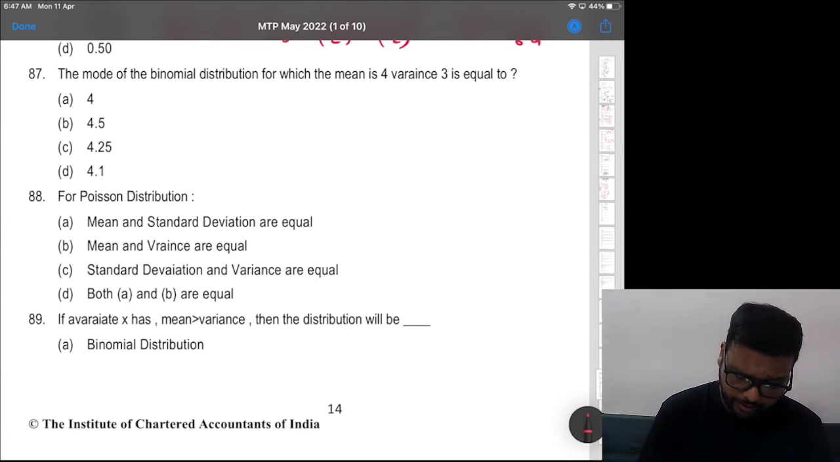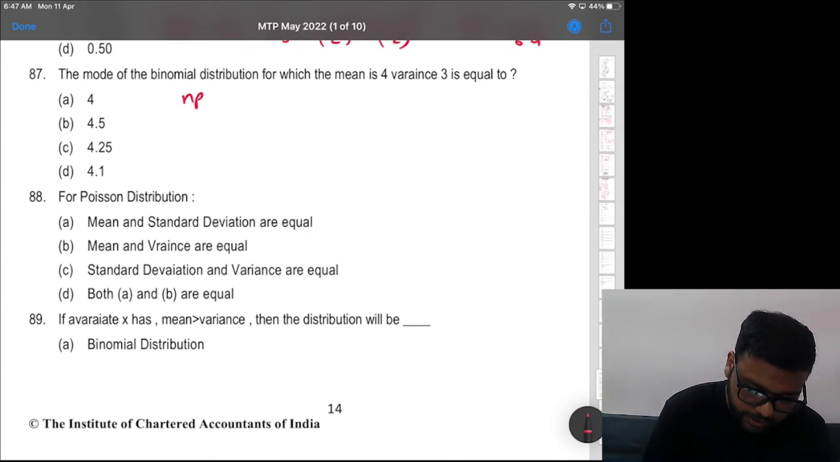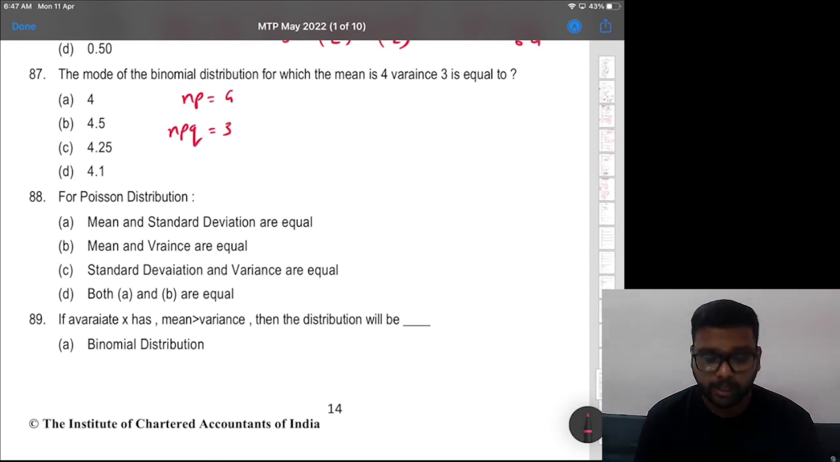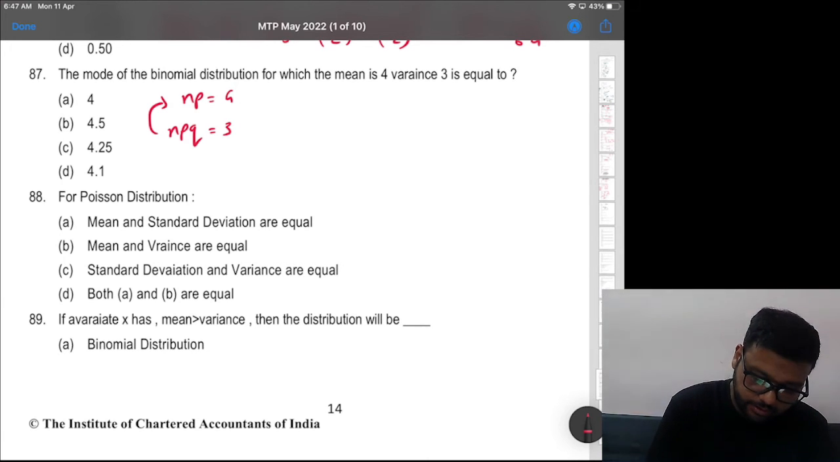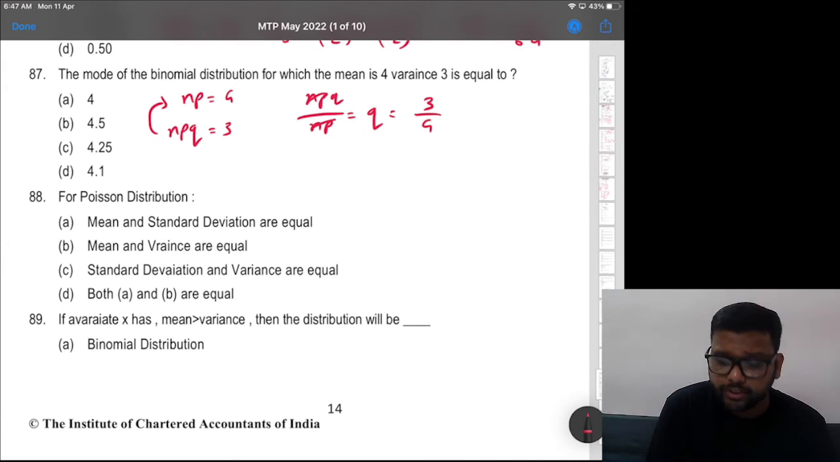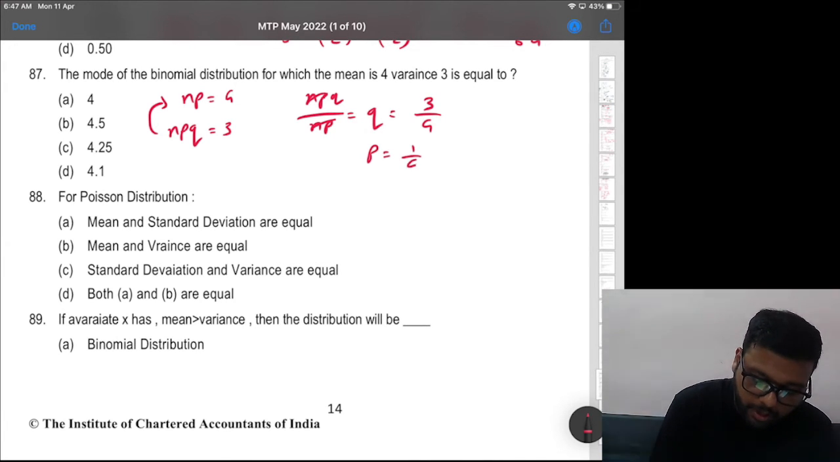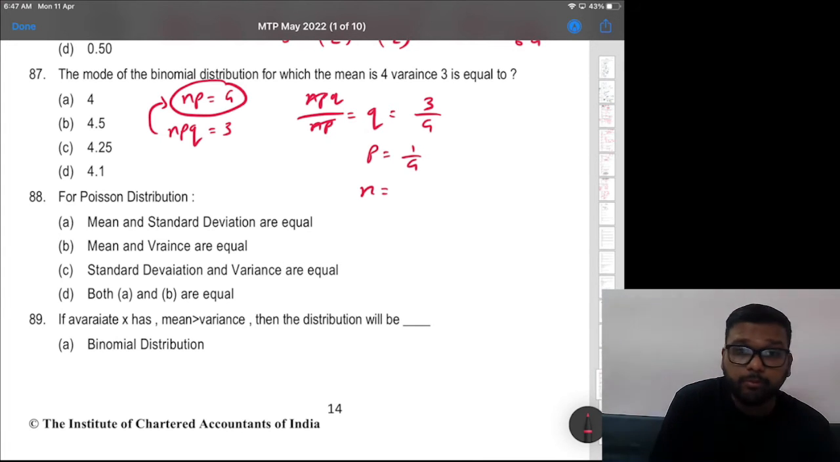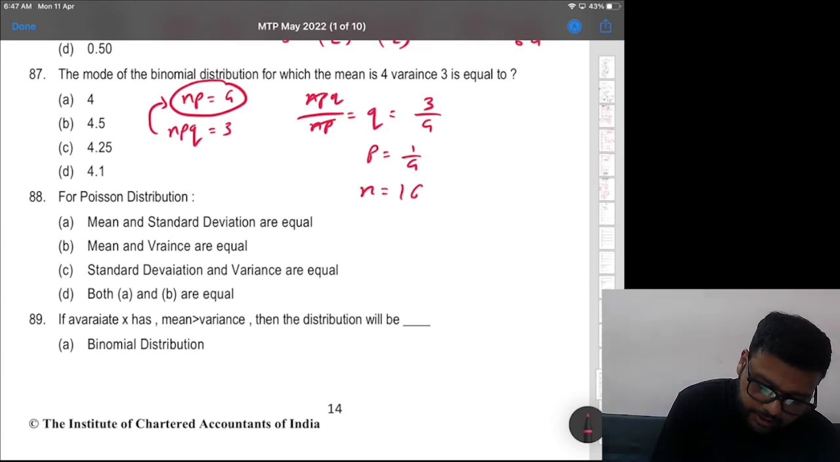Okay. Mean is 4, that means np is equal to 4, and variance is 3, that means npq is equal to 3. Okay, so let's divide this by this. So npq by np will give us q, which will be 3 by 4. q is 3 by 4, that means p is 1 by 4. If p is 1 by 4 here, then put p as 1 by 4 and check, n will be 16.